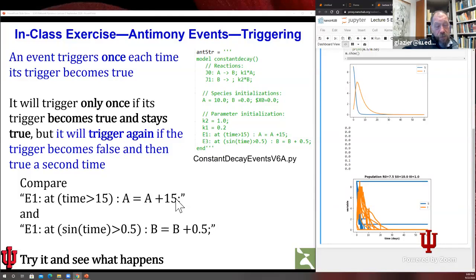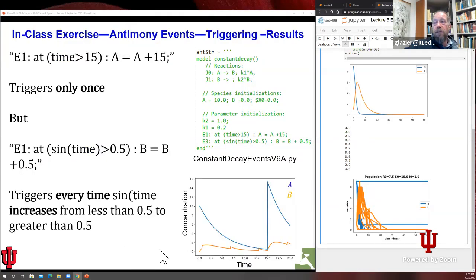And there probably are more elegant ways to do periodic events, but I tend to use something like this: at sine function of time greater than, say, a half, b equals b plus a half. That means every time time is modulo 2 pi, b will trigger. And so if I run that, I'll see glitch, glitch, glitch, glitch, glitch, because every time that argument goes from false to true, it triggers. So it lets me do something that's periodic in time.